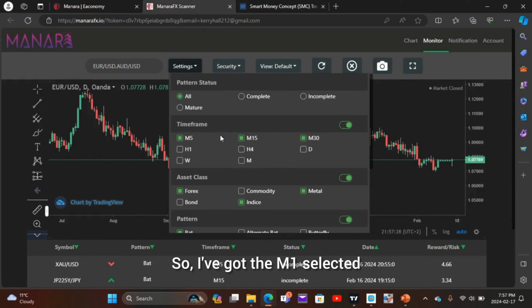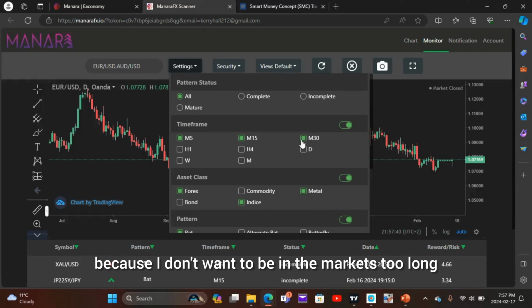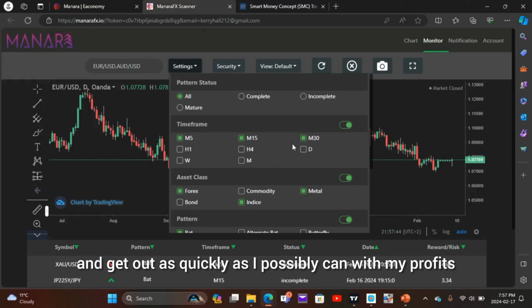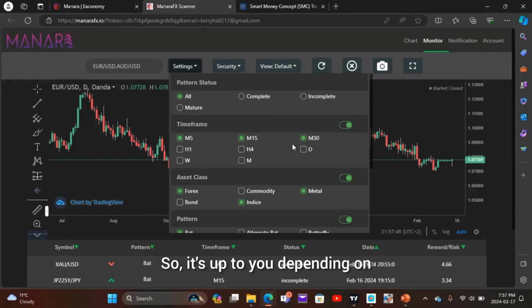So the time frame is based on your level of patience. I've got the M1 selected because I don't want to be in the markets too long. I just want to go in and get out as quickly as I possibly can with my profits. So it's up to you, depending on which ones you want. Then you can check the box that suits you.